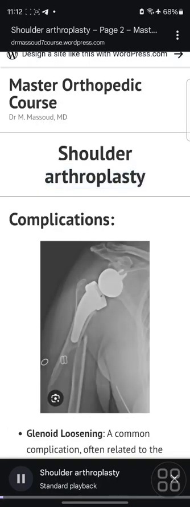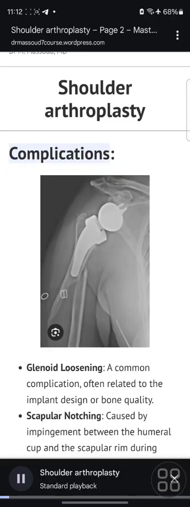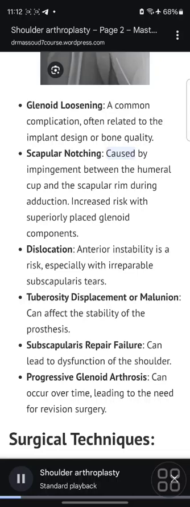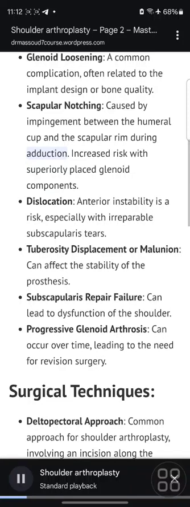Complications. Glenoid loosening. A common complication, often related to the implant design or bone quality. Scapular notching. Caused by impingement between the humeral cup and the scapular rim during adduction. Increased risk with superiorly placed glenoid components.